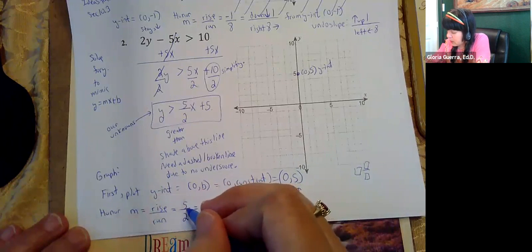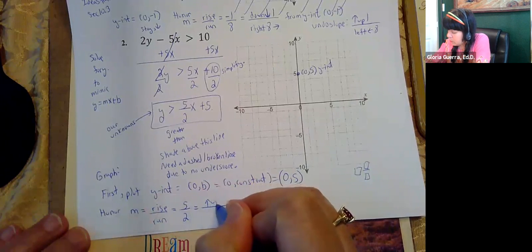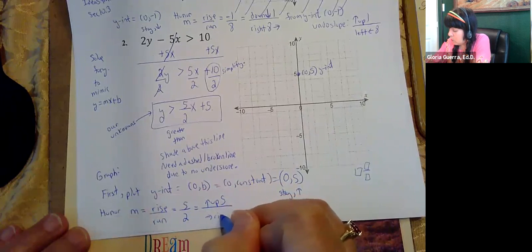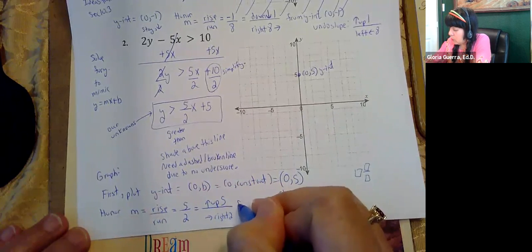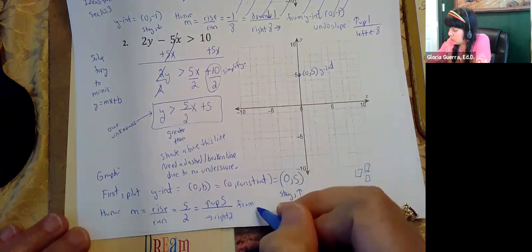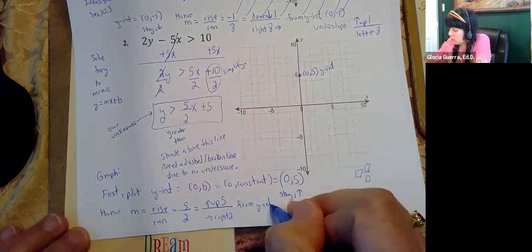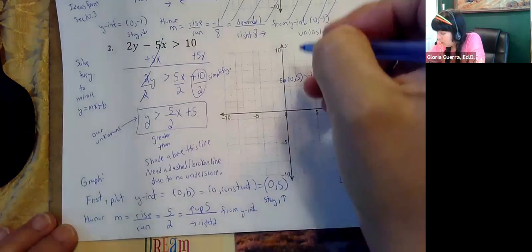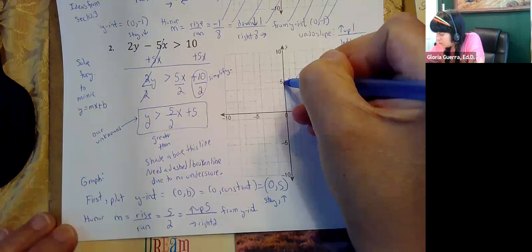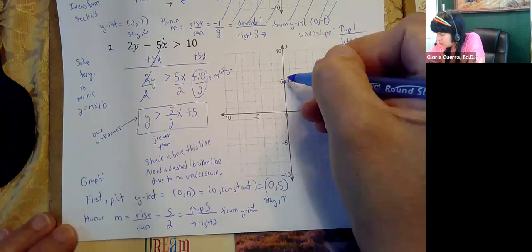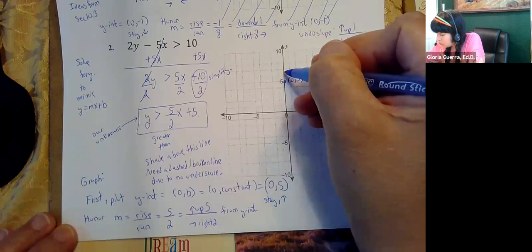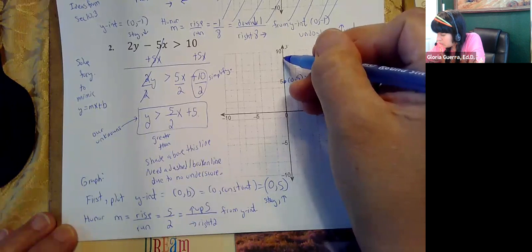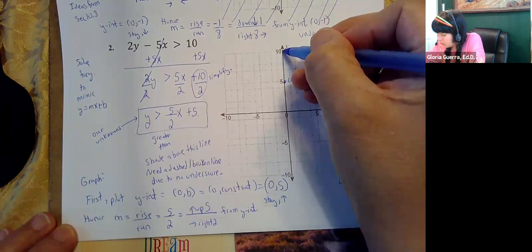All right, so this is positive. So this tells you to go up 5. And then this is positive. This tells you to go right 2. And you're going to go that movement, up 5, right 2, from the Y-intercept, from where you left off, from 0, 5. So from 0, 5, you're going to go up 5, which takes you all the way to 10, right? 1, 2, 3, 4, 5, up 5 and right 2.